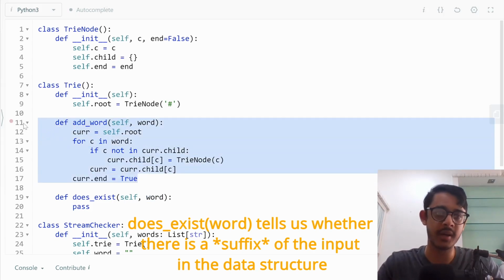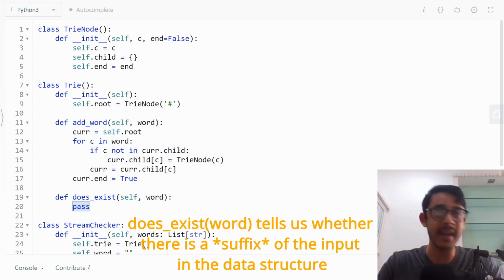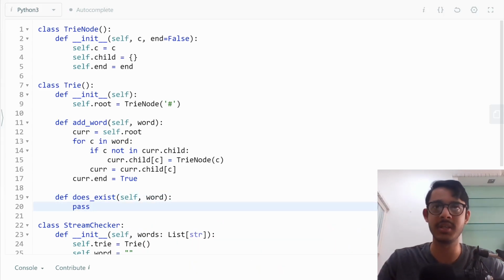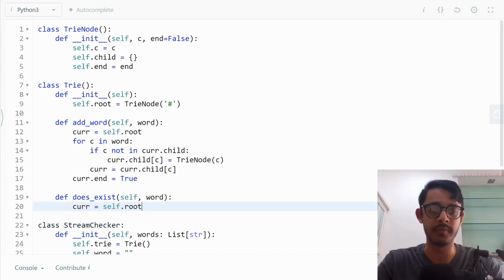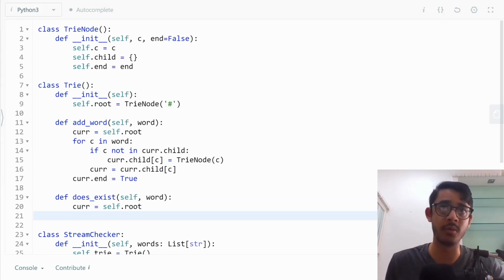Because we've already added a bunch of words and we can detect suffixes this way, right? We can just write a doesExist function, which tells us whether this word exists in the data structure or not. As simple as that. How can we do that, by the way? Well, the first thing we want to do is have a current pointer, which is going to be self.root. Right, we're going to start at the root of the tree.